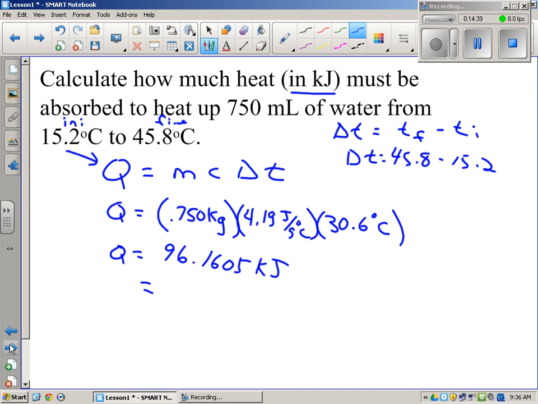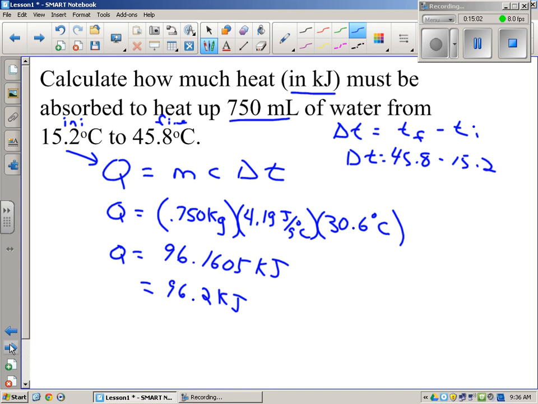All right, as far as significant digits go here, by the way, we're going to do 3. Are we doing 3? Sure we are. We're going to do 3 based on what we see here, right? So 3 here, 45.8 minus 15.2, so you're going to have 3 there as well. So you should probably have 3 in the answer. So 96.16, we're going to round that to 96.2.